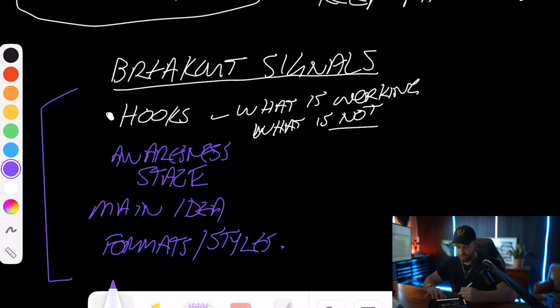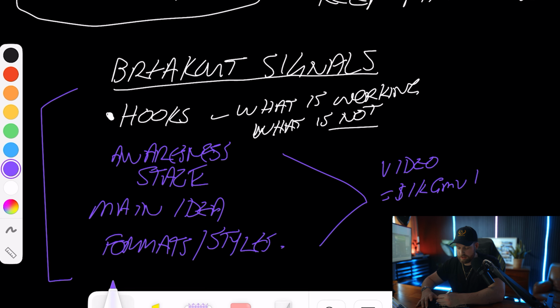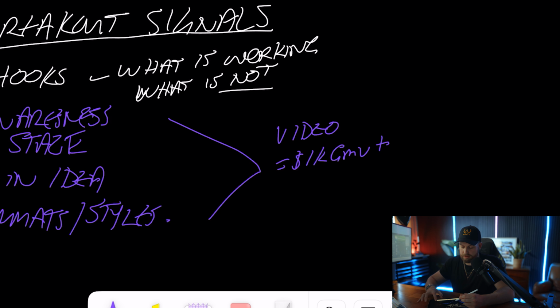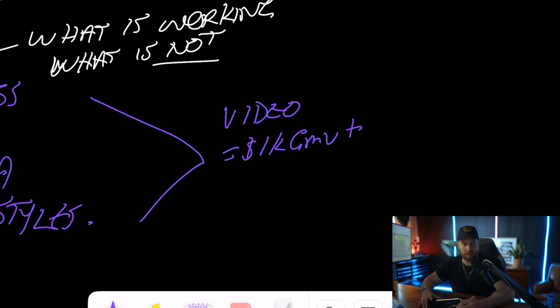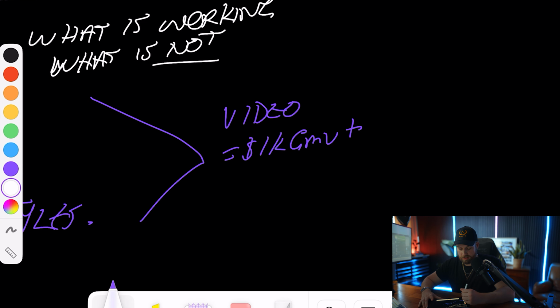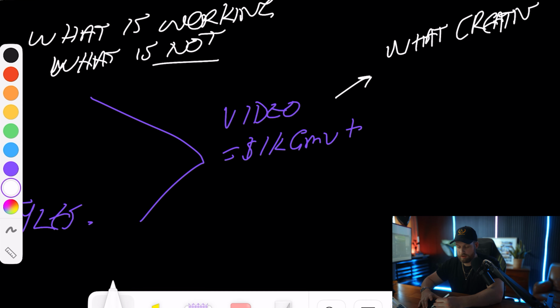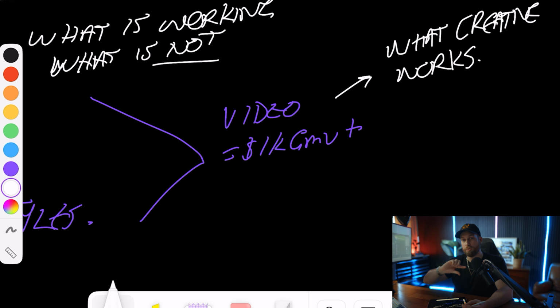Now, the breakout signals, what we're talking about here is when a video is 1K GMV plus. This is a breakout signal. This gives us a signal that there's something about this particular creative, creator, or content that can give us an idea of what creative works, okay? And when we know this, it's going to help us recreate it and incorporate it into our next round of creative briefing and details to the creators that we're working with to make content for us.